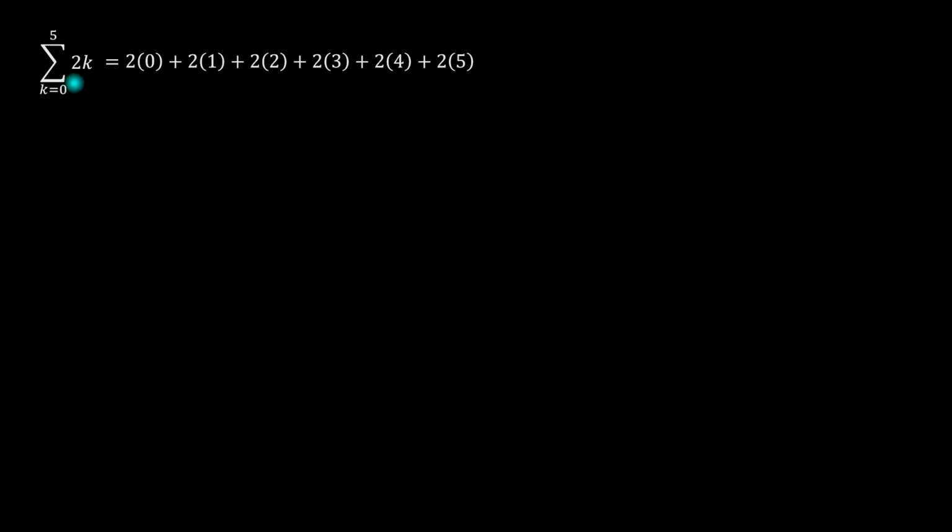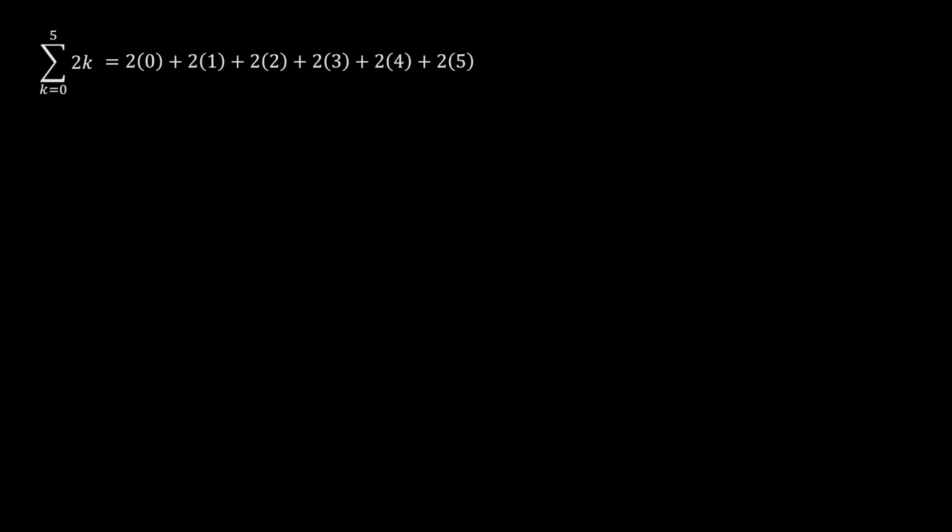But here, we have 2 times whatever k is. When k is 0, I have 2 times 0. Then I increase k by 1, so I get 2 times 1, and I'm adding this as a running sum. Then I increase k again, so it goes from 1 to 2, so I add 2 times 2. Then I increase by 1, 2 times 3, 2 times 4, 2 times 5. Now I've hit the end value, so I stop. So this thing on the left is representing this running sum here, okay?